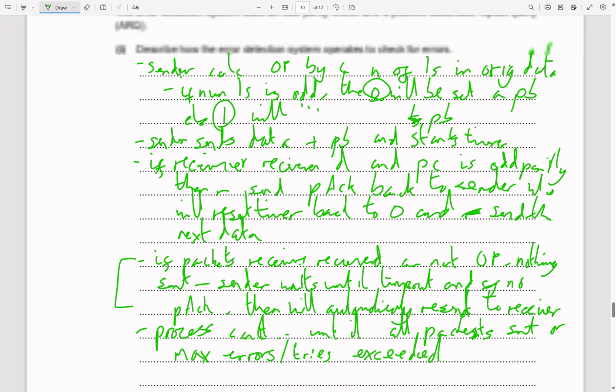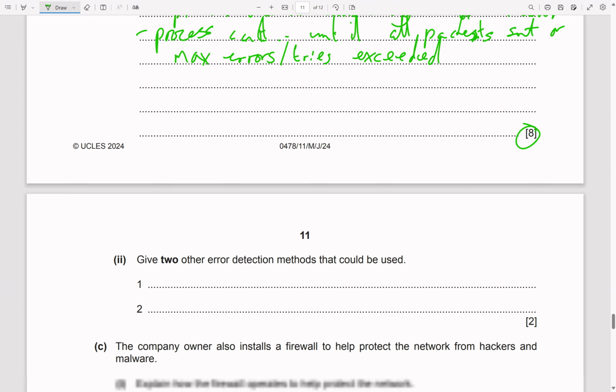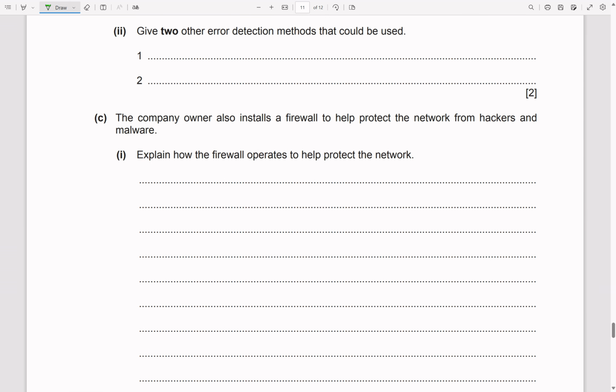For this question, again, definitely check the mark scheme. Make sure you understand what they're saying. And obviously, if you don't understand it, just ask in the comments, and hopefully I'll try to explain it. So, give 2 other error detection methods that could be used. Here we can just say echo check.